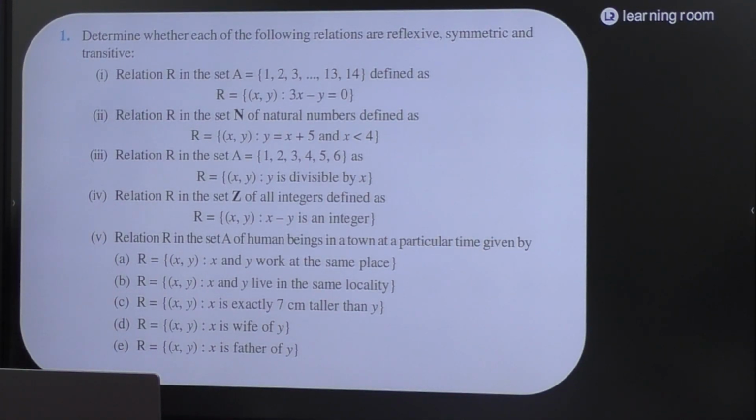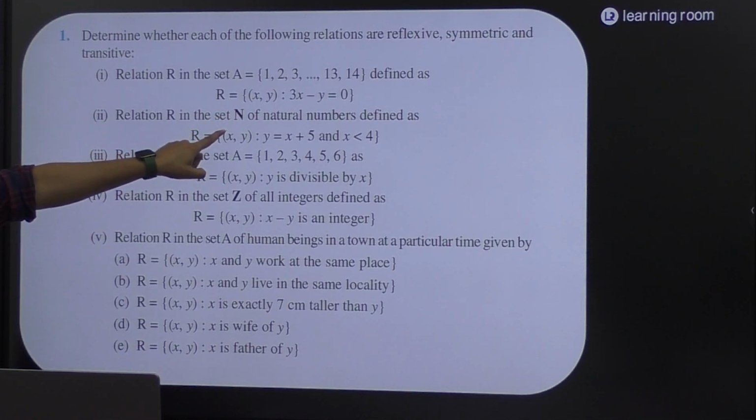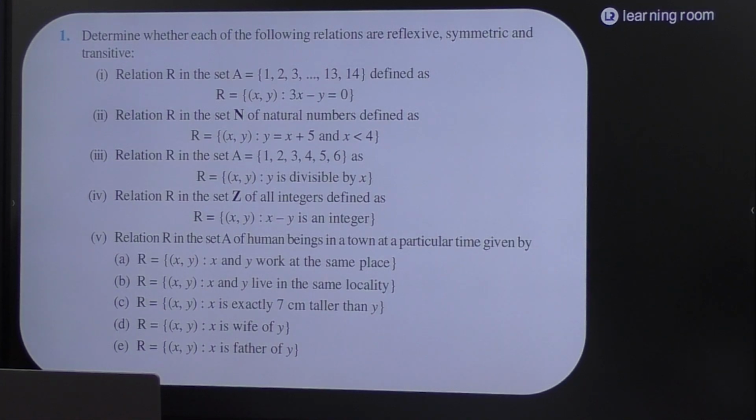So the second question says there is a relation in the set of natural numbers. They have given you the set of natural numbers, and from this you are supposed to form a relation. How are the ordered pairs related? There is an ordered pair x comma y, both from the natural numbers, such that y is equal to x plus 5 and x is less than 4. What is the meaning of this?